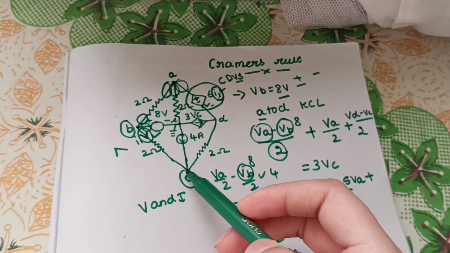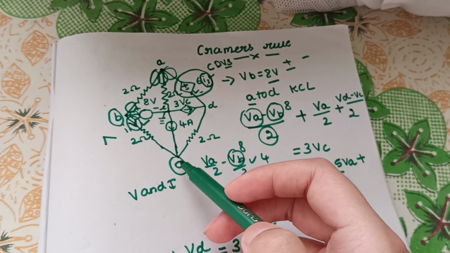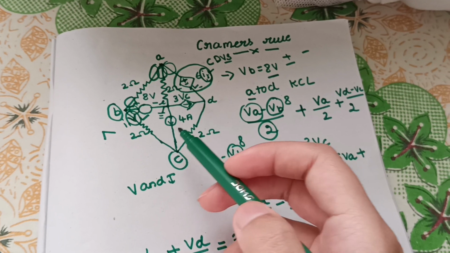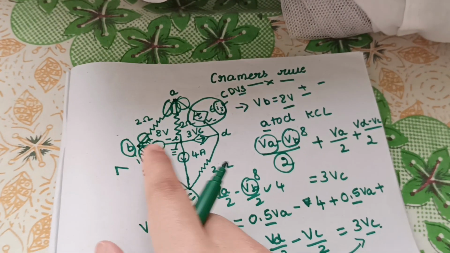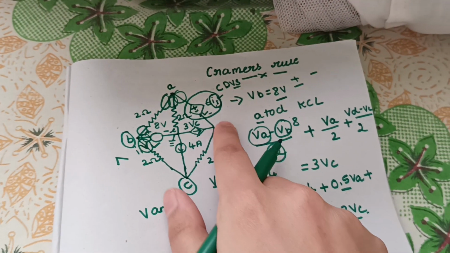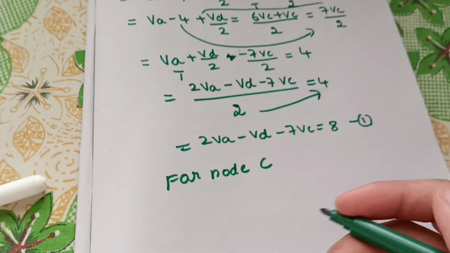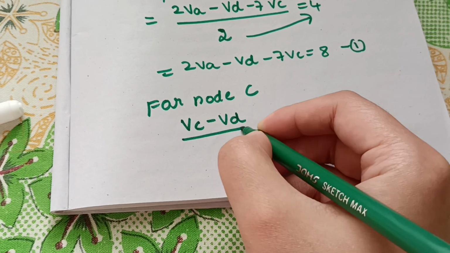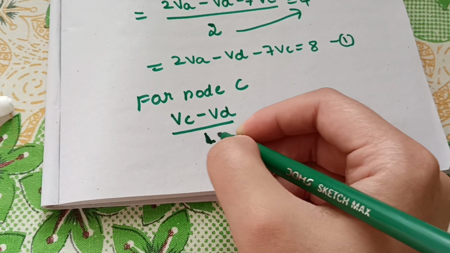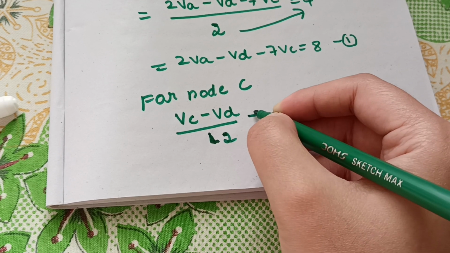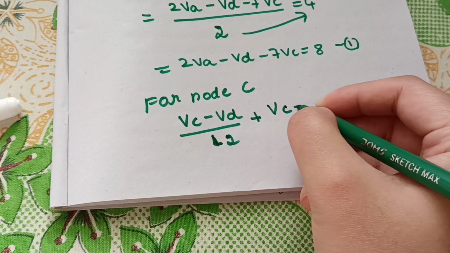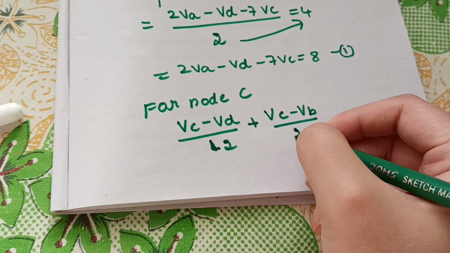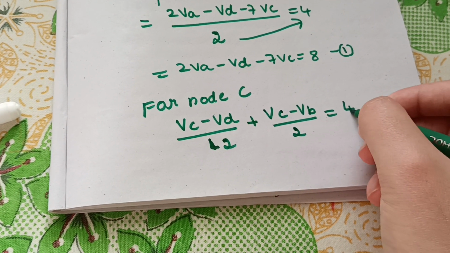So for node C, I can say VC minus VB divided by 2 and VC minus VD divided by 2, which is equal to 4. Yes. VC minus VB by 2, VC minus VD by 2, which is equal to 4. Okay, this is also 2, plus. It is equal to 4 ampere.